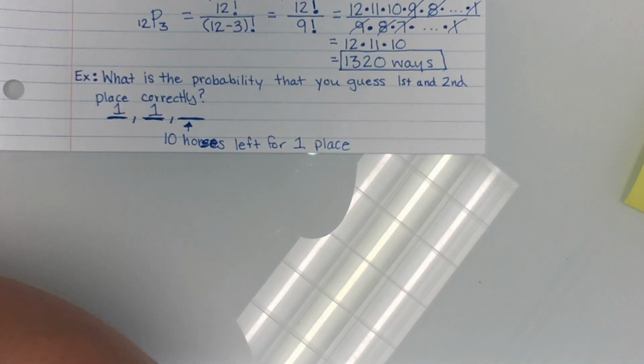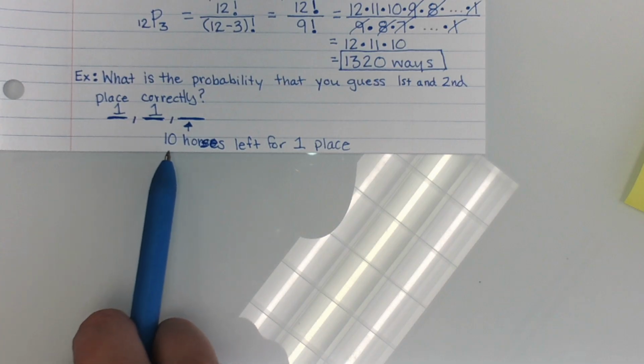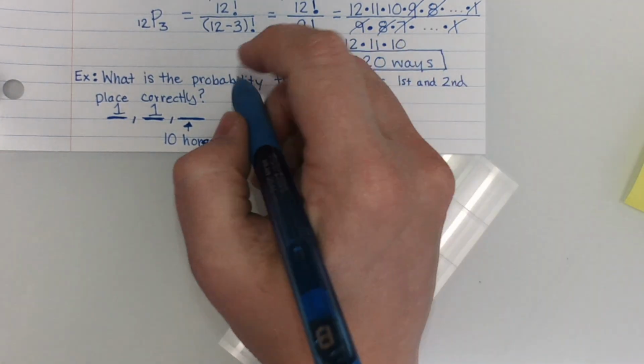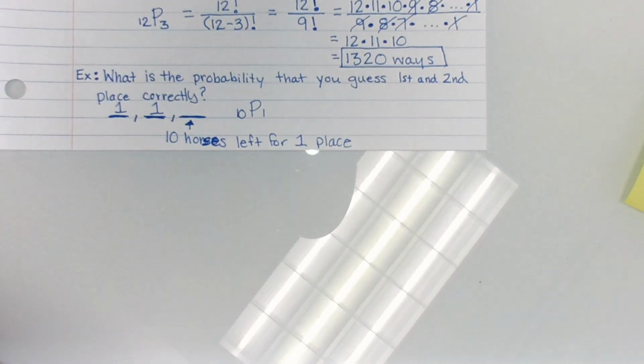That can be done by its own combination or permutation. Does the order matter which place you get? Yes, we're back to a permutation. How many horses can fill that slot? 10. And how many slots is it? 1. So we're going to do 10 permutations of 1.